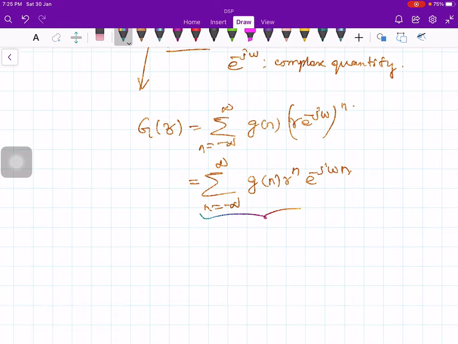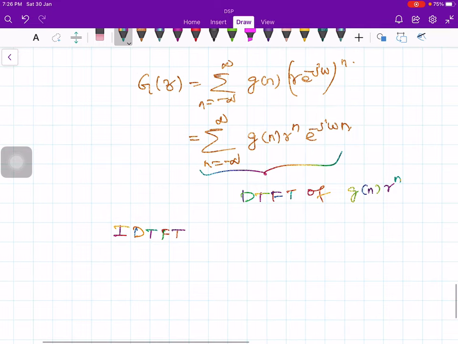This whole thing can also be looked upon as the DTFT, discrete time Fourier transform, of the sequence g of n times r to the n. Now we know the formula for inverse DTFT. Therefore, the inverse DTFT relationship should hold here also. Okay, inverse discrete time Fourier transform. What is the formula for inverse discrete time Fourier transform?